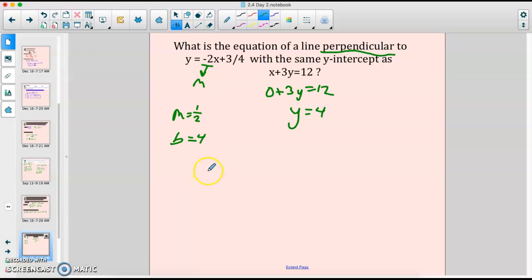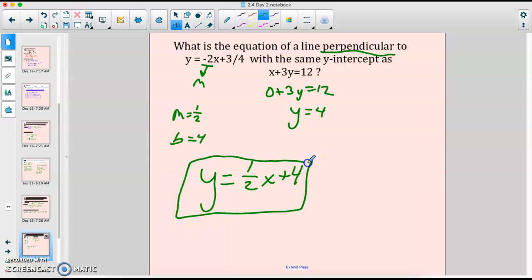Now we can just write it in slope-intercept form. Our slope is 1/2 x plus b, which is 4. Okay. So, line perpendicular to this one, well, we had to do opposite reciprocal slope to get 1/2. We knew that the perpendicular line had the same y-intercept of this one, which was in standard form. We plugged in 0 for x to find our y-intercept, and that got us 4. And then we could just plug both elements into our equation.